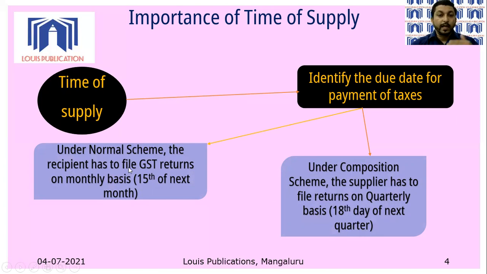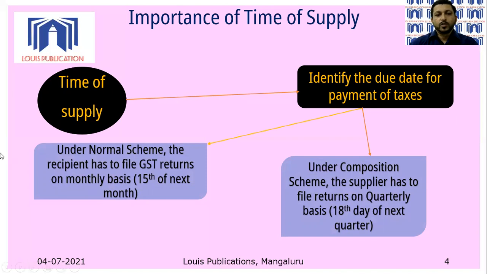Under the normal scheme, the transactions are more, so as per the law, there should not be too much burden on the supplier. So, on the 15th day of the next month, on a monthly basis, the supplier has to file returns. Whereas in the case of the composition scheme, quarterly returns are to be filed, that is, once in 3 months. And quarterly returns can be filed on the 18th day of the next quarter. So the 18th day of the next quarter is the due date within which quarterly returns under the composition scheme have to be filed.